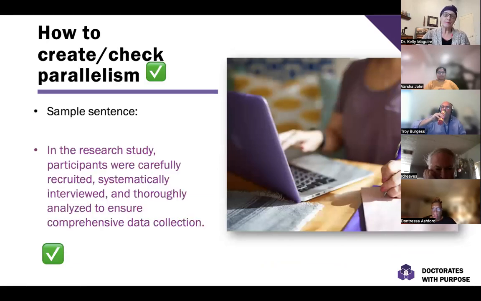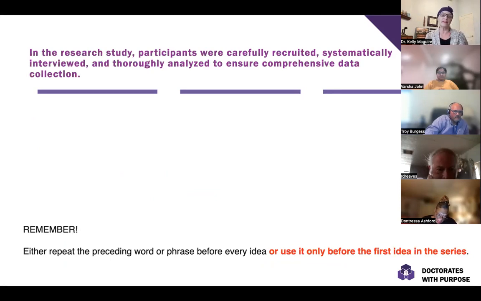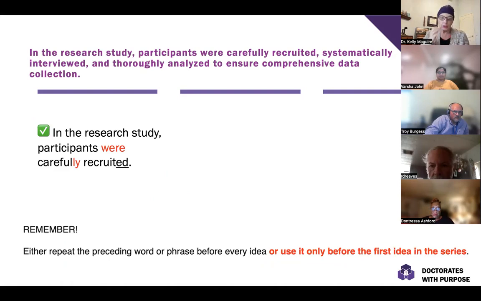So how do we check it? We check it by going to each section of the series, and we can ask ourselves some questions. So if we had this sentence, "In the research study, participants were carefully recruited, systematically interviewed, and thoroughly analyzed to ensure comprehensive data collection." If I were to look at the first section, I took the words, "In the research study, participants were carefully recruited." So we see that the repeated word is probably going to be "were." However, it wasn't repeated. In this one, it was just used in the beginning before the first idea.